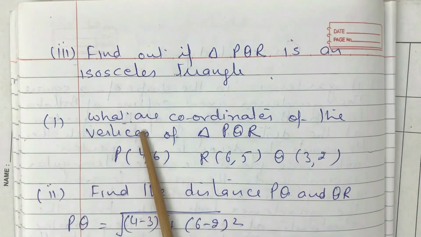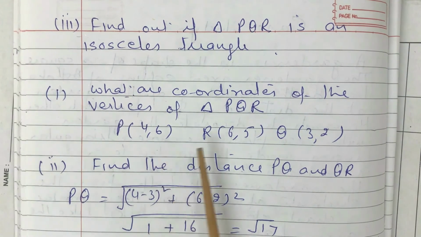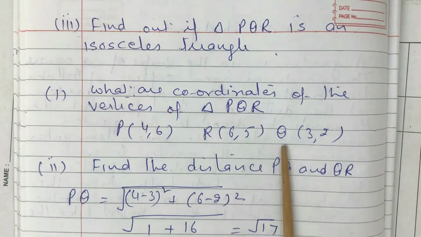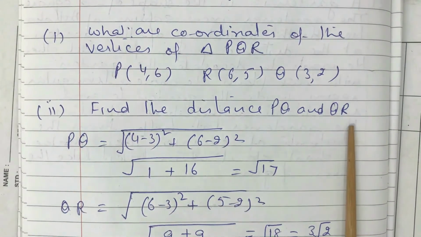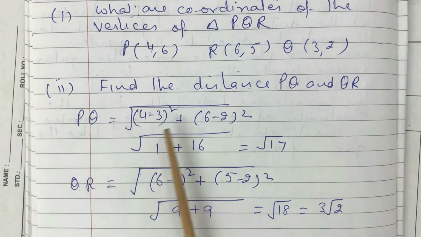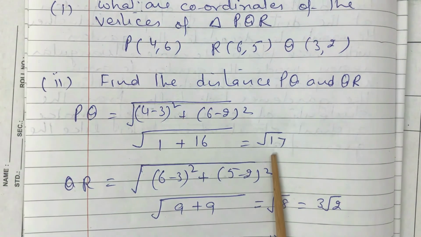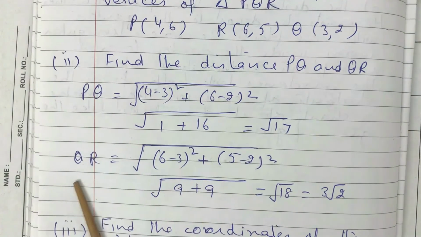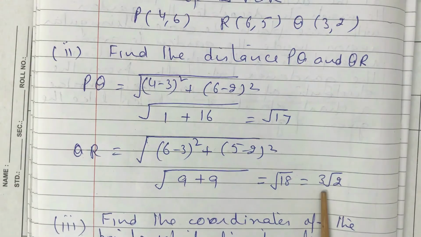Now the first question is, what are the coordinates of the vertices of PQR? Coordinates of P are (4, 6), coordinates of R are (6, 5), coordinates of Q are (3, 2). Second question, find the distances PQ and QR. For the distance PQ, I have applied the distance formula here. This comes out to be root 17. And QR, again using the distance formula, the answer is 3 root 2.